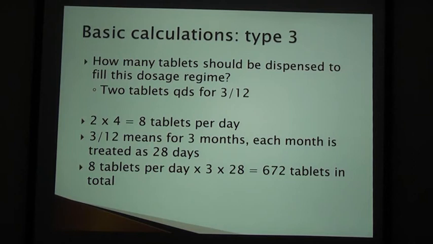So if I'm taking 2 tablets 4 times a day, I'm taking 8 tablets in any one day. 3 months, each month is 28 days. So 3 times 28 multiplied by the 8 will give me the 672 tablets that I will need in total.